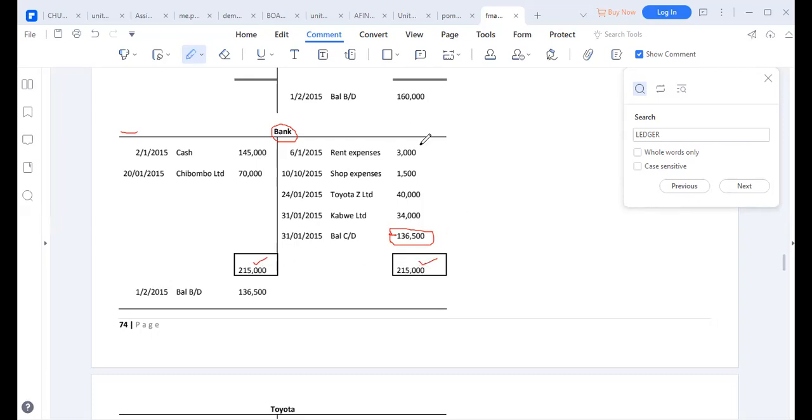Then you add these, up to there. This plus this plus this plus this. The answer you get, you subtract from there. Then the difference is what you put there. Is what you put here. Any question on balancing of the ledger account? Any question, please?